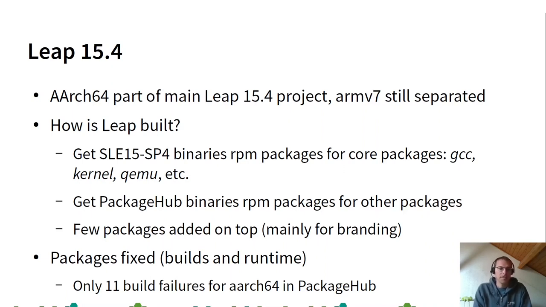Of course, we have fixed lots of packages at build time and at runtime, and we only have 11 build failures for ARM in Package Hub now. This is mostly related to OpenGL versus OpenGL-ES support for ARM. So this is somehow expected.